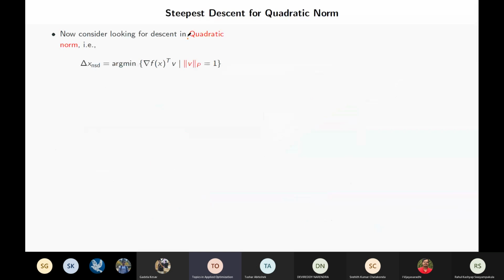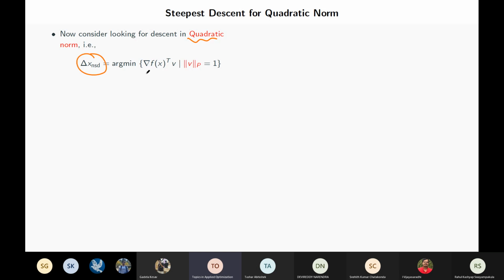Now let us look into a quadratic norm. We are trying to derive some new algorithms in the steepest descent framework. How will you do that? By just changing the norm. So steepest descent creates a family of algorithms. Let us see what will happen if we change the norm to the P norm.